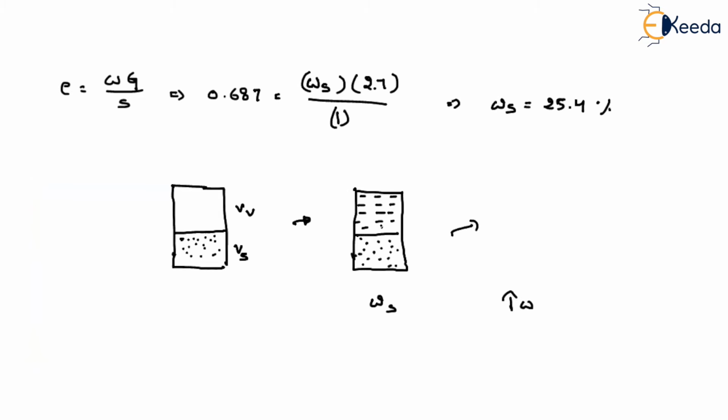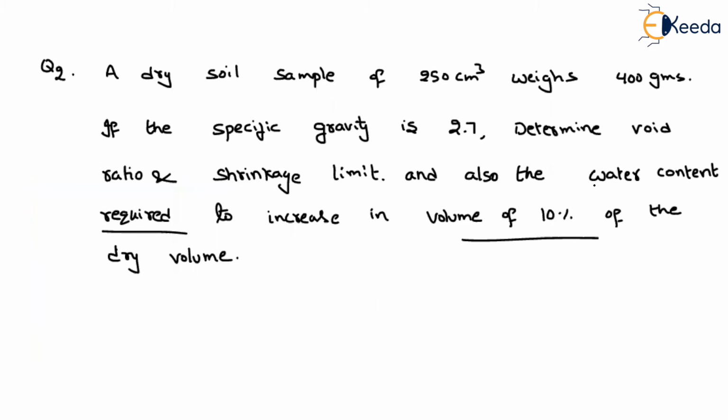If I still increase the water content, what will happen? Is there any place to accommodate this excess water? No. Then what is another way? That means our total volume of the soil is increasing. Understand? Now see the question. We have to find the water content at which the volume increases by 10% of the dry volume. If you understand here, your volume is increasing. If your volume is increasing, now tell me, will the water content be beyond the shrinkage limit or less than the shrinkage limit?